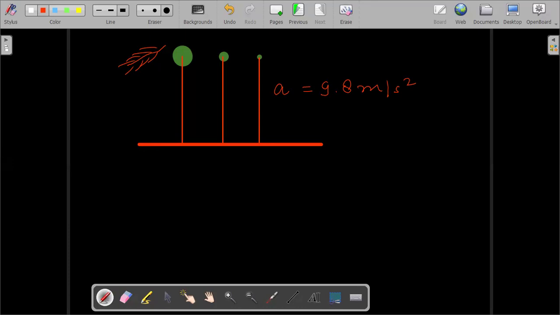Okay, so why don't we get this in reality? In reality, if you drop a feather and a heavy object, the feather falls quite late, whereas the heavy object falls quickly.